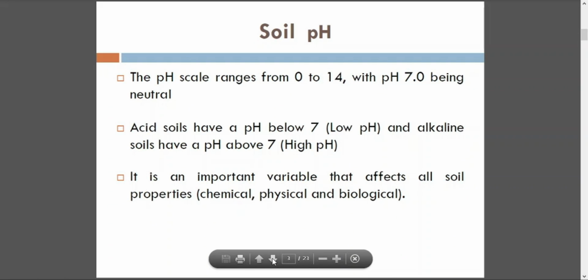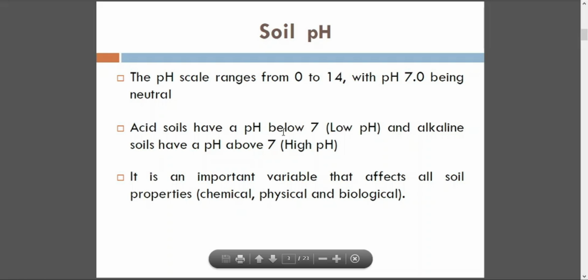Okay, so the pH scale ranges from 0 to 14, with pH 7 being neutral, like we all know. So all soils with pH below 7 are called acidic soils, or soils with low pH, and soils with pH above 7 are called alkaline soils, or soils with high pH.